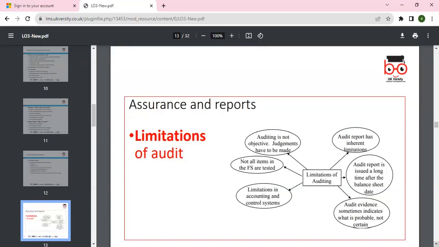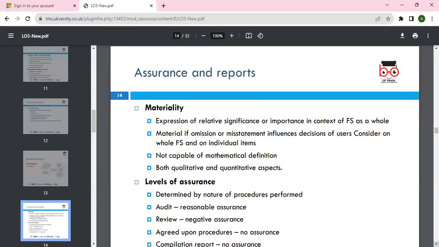Assurance has inherent limitations. The audit report is issued a long time after the balance sheet date. That's the problem we have. Audit evidence sometimes indicates what is probable, not certain. Okay, so that's what we have. Does anybody have any questions, please? If you have, you can ask, you can stop me.